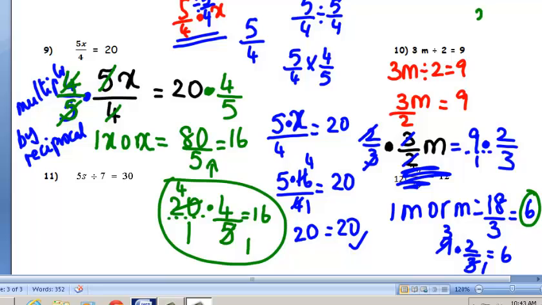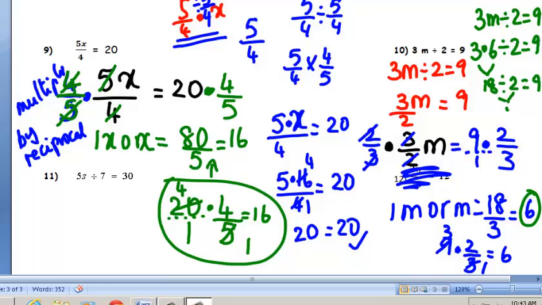Let's go back and check. 3m divided by 2 equals 9. 3 times 6 divided by 2 equals 9. Remember PEMDAS? So 3 times 6 is 18, divided by 2 equals 9. 9 equals 9. It checks. All right, go ahead and finish the other two problems, and I'll see you next class.